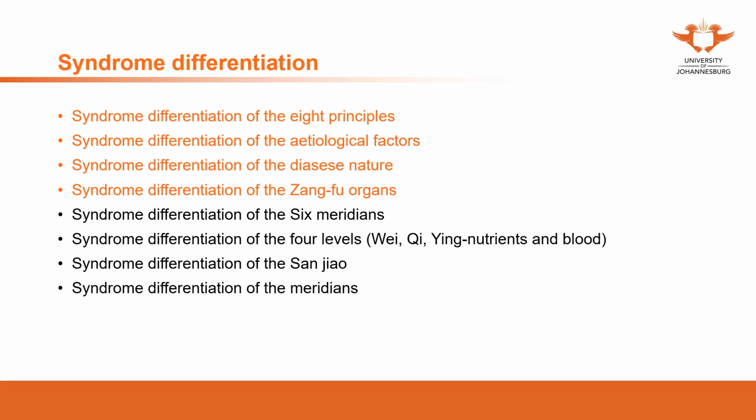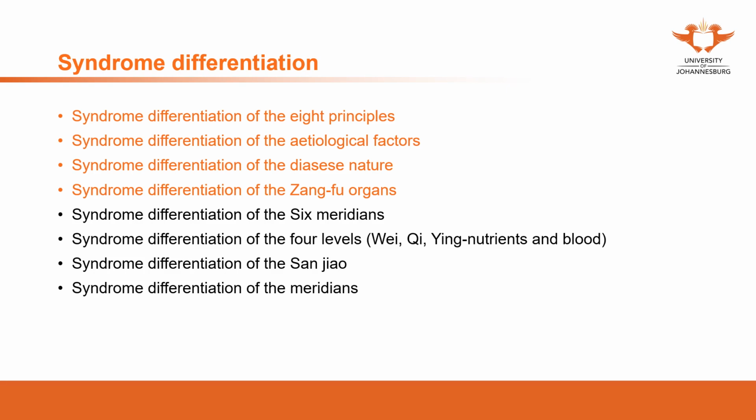The four levels differentiation method, wei, qi, ying, blood, developed in the 17th century, and we mostly use it in warm diseases or epidemic diseases, in other words, exogenous diseases due to heat. The Sanjiao differentiation method also developed at the same time as the four levels. These two are more linked to the internal and more linked to herbal medicine. So we will have a brief introduction, but we're not going to focus on that or go further there.